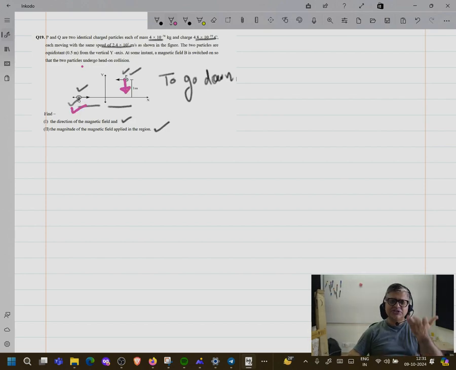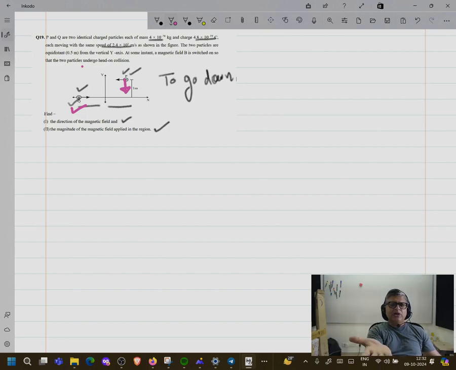For collision, this should go up. They should move towards each other. How, we will see, but right now we're deciding what the magnetic force is. So for this body, I am again keeping my fingers inside, but I have to reverse the direction of my velocity.